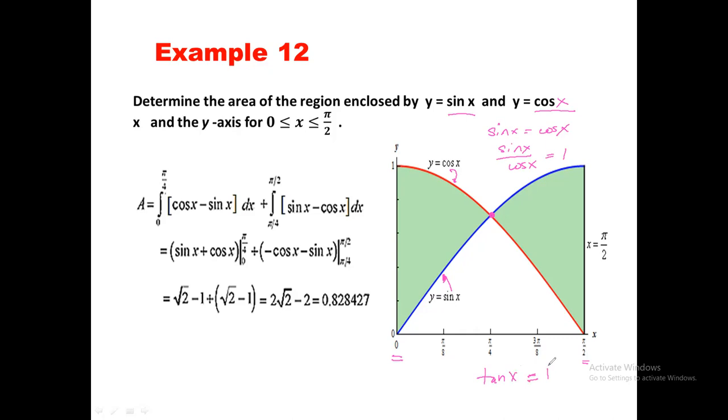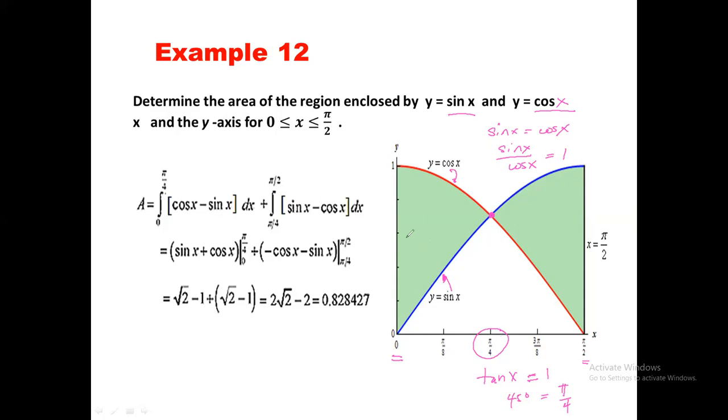What angle will give you a tangent which is equal to 1? That's the 45-degree angle, equivalent to pi over 4. So if you check in your calculators now, tangent of 45 degrees, if your calculator is in degree mode, is 1. The tangent of pi over 4, if the mode of your calculator is in radian, is also 1. So that's the reason why this point of intersection between these two curves has an x value of pi over 4 in radian, or 45 degrees in degrees.